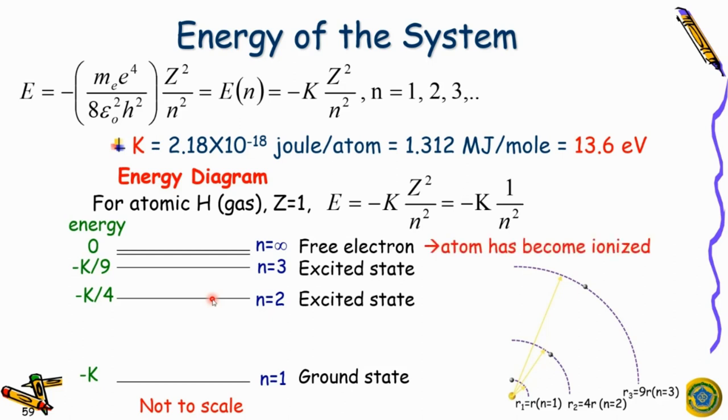Right, so the atom has become ionized. So this atom is charged. This atom has become an ion. Okay?